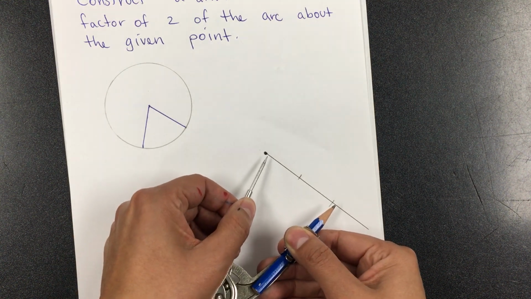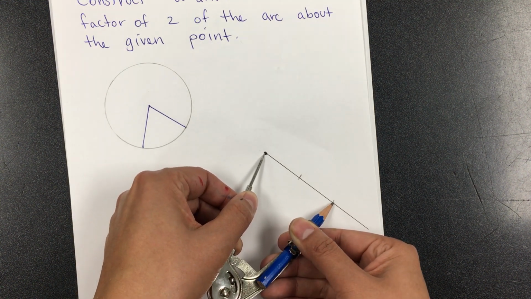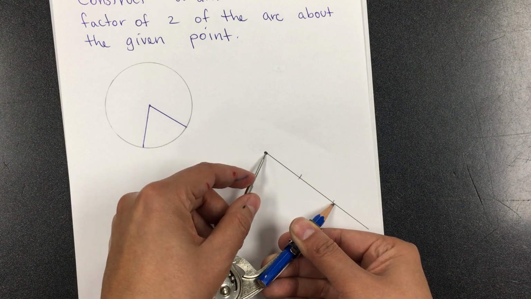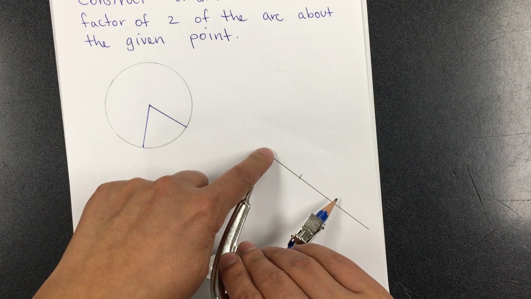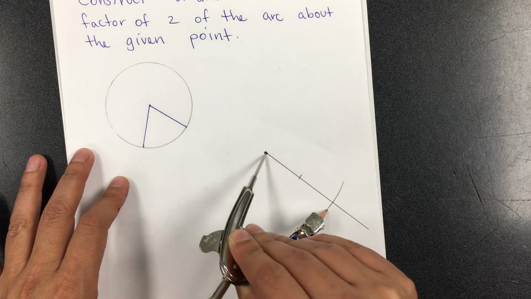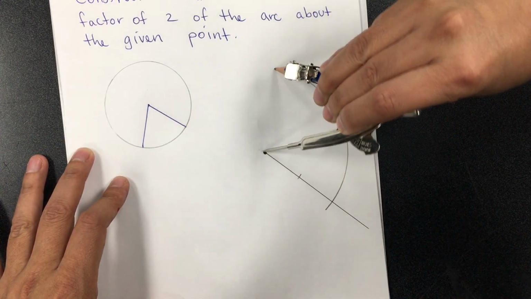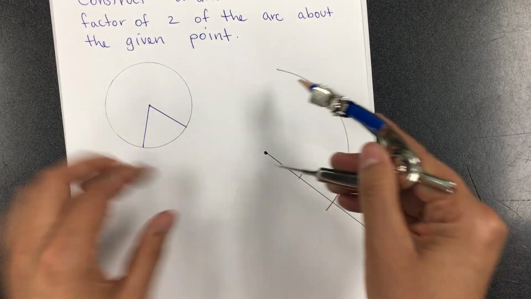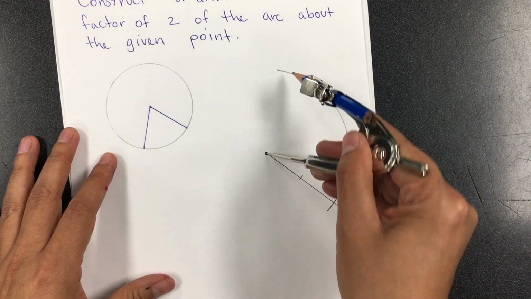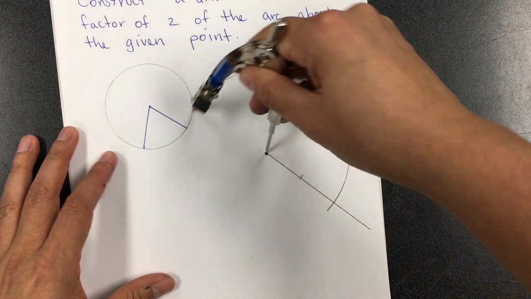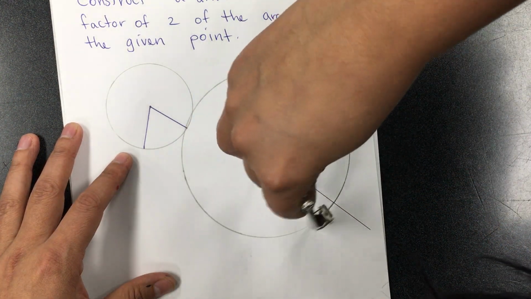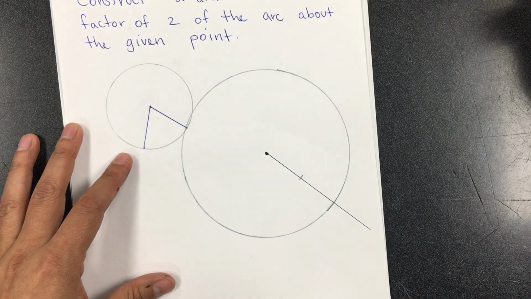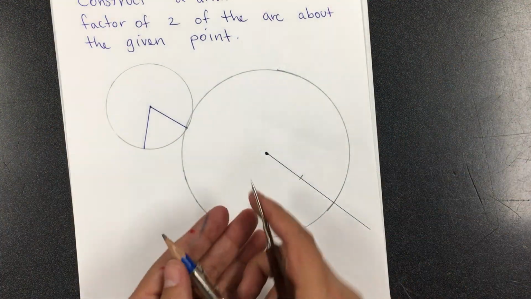Now that I have the 2 markings, again, I open my compass, take this as the center, and so I start drawing the circle, okay? Okay, so there it is.